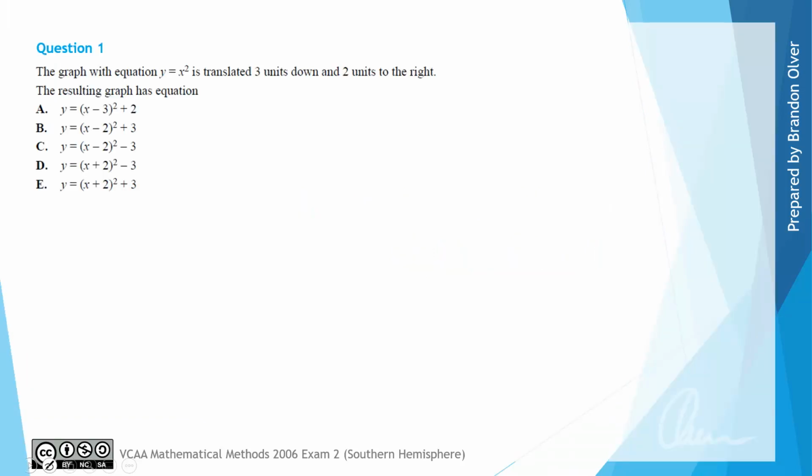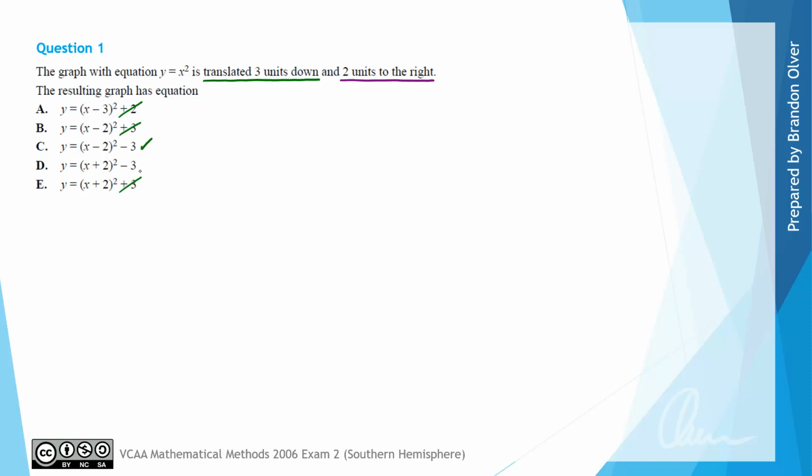For question 1, we have the graph with equation y equals x squared being translated 3 units down as well as 2 units to the right. The resulting graph has one of the following equations. So we can inspect these rules and work out directly what the equation of the image graph is going to be. If we start with the translation of 3 units down, we actually need -3 at the end of the equation. So the +2 here, the +3 there, and the +3 there are no good for that.